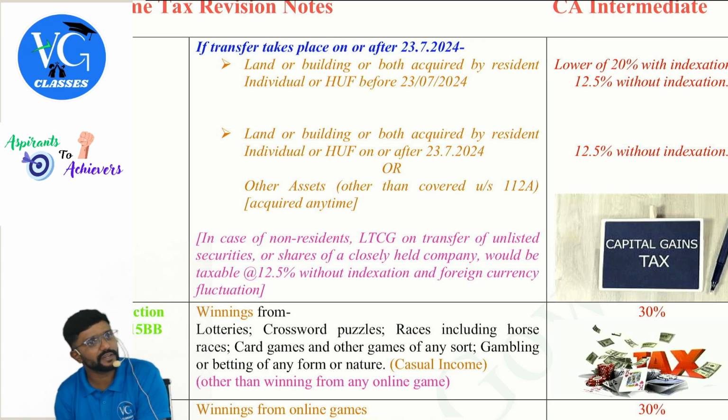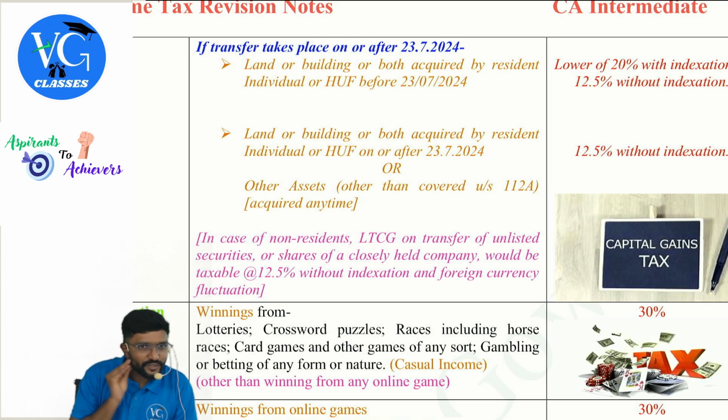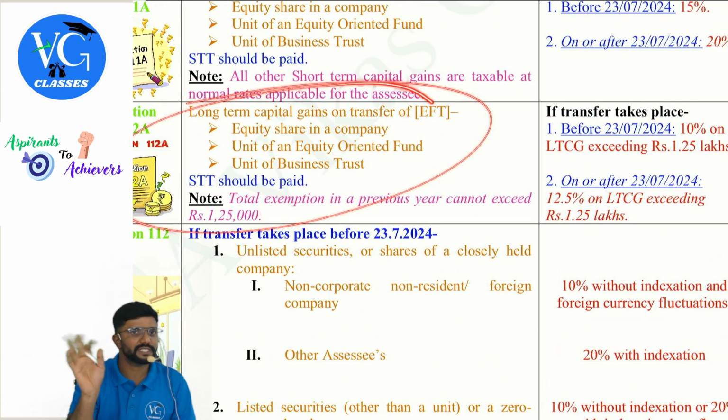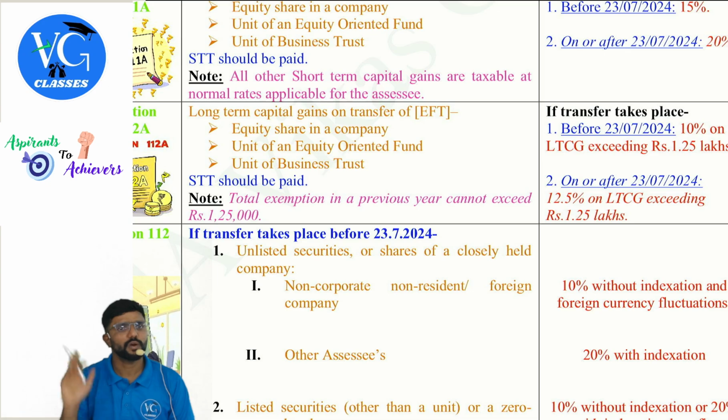Sir, now a resident individual or HUF has gold, or securities, something else. Can they claim indexation on it? They cannot claim indexation. Is that clear? So indexation will play a major role for this exam. And under 112A, anyway, indexation is not available for these assets. Previously also it was not giving any indexation. Now also there is no indexation.